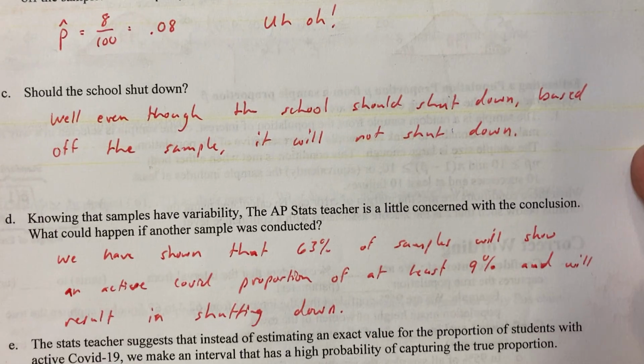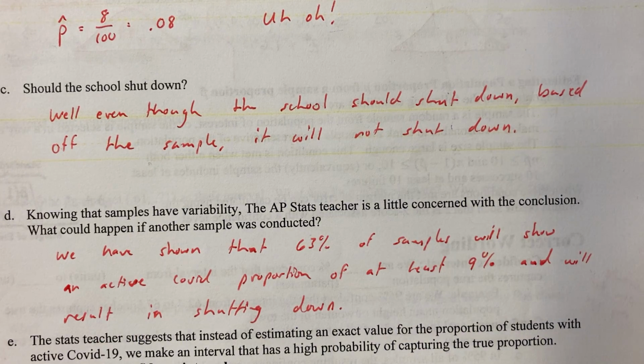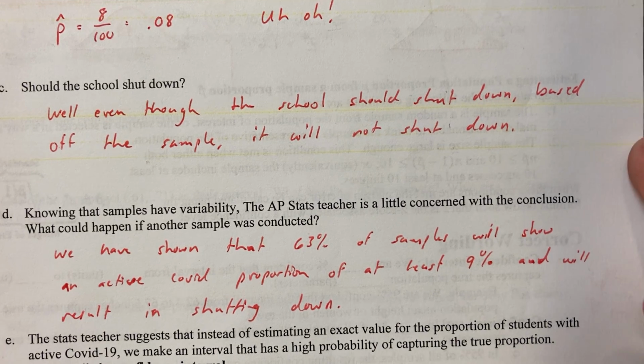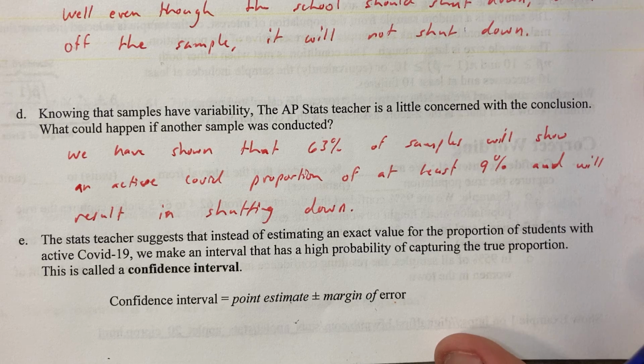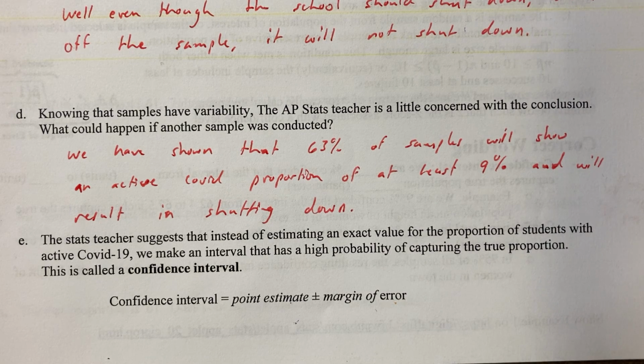All right, so should the school shut down? Well, even though the school should shut down, because in reality it is 10%, which is greater than 9%, based off of the sample, which is 8%, which is less than 9%, the school will not shut down. And people might get sick. That's unfortunate.